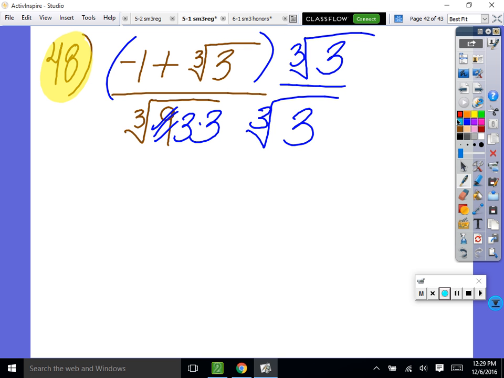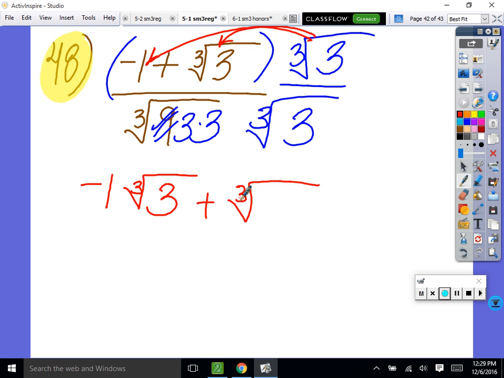All right, let's multiply this out. Cube root of 3 times negative 1. Negative 1 cube roots of 3. Then we have cube root of 3 times cube root of 3. Can we multiply them? What's it going to be? Yep, plus the cube root of 9, correct? 3 times 3 is 9. Does that simplify? No. 3 times 3, we can't pull groups of 3. You can multiply them in radicals.